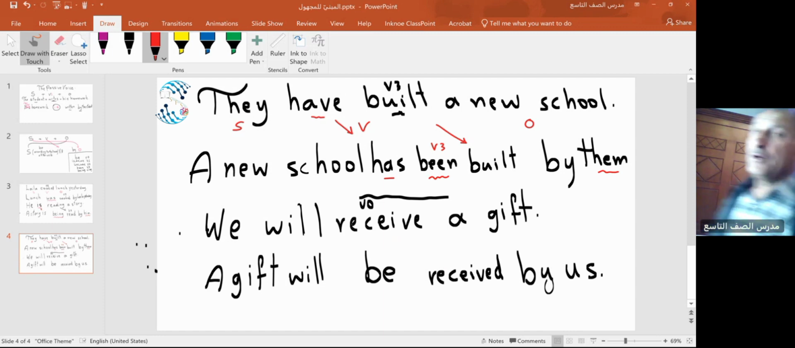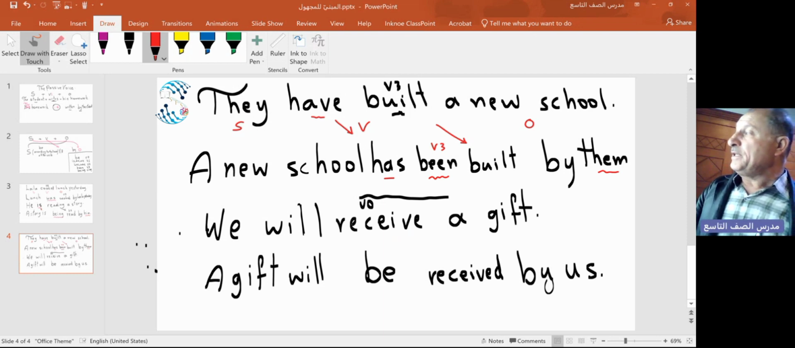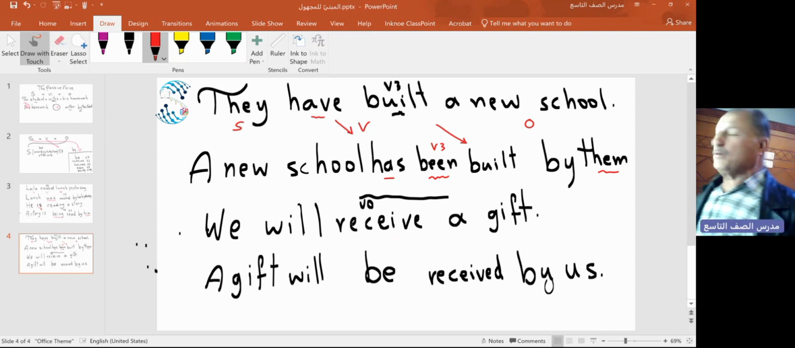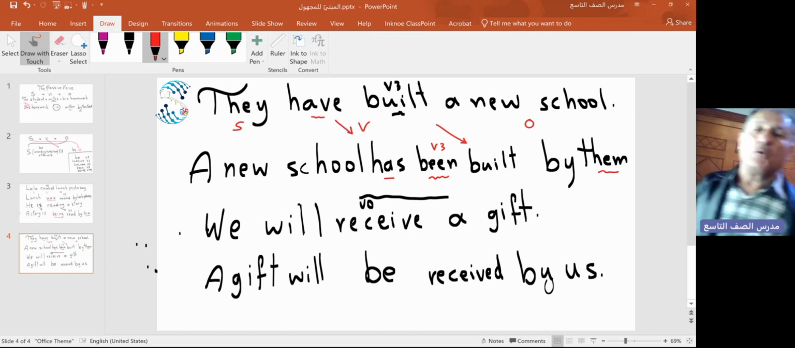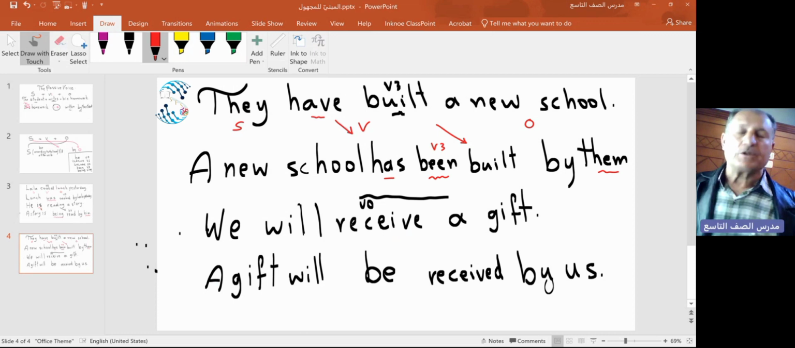Another one, which is the verb 0. We will receive a gift. We know that after the modals, we always use verb 0. So receive here is in verb 0.